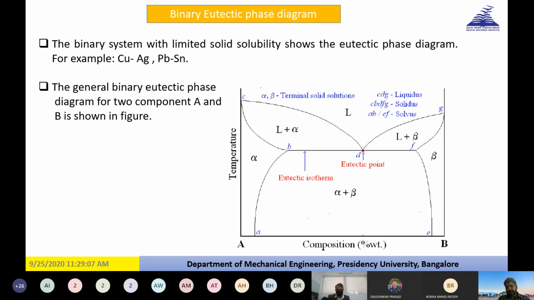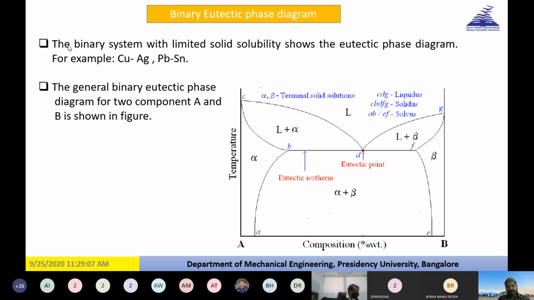Sir, in isomorphous, the two components are completely soluble in each other in the solid state. Correct. And in the eutectic? They're not soluble, sir. Partially soluble. Yes, partial solubility is there in the eutectic system. Here also we have binary, meaning two components, but these two components are not completely soluble in the solid state. They are soluble in the liquid state, but in the solid state they are not completely soluble. Then we get the diagram known as the binary eutectic phase diagram.